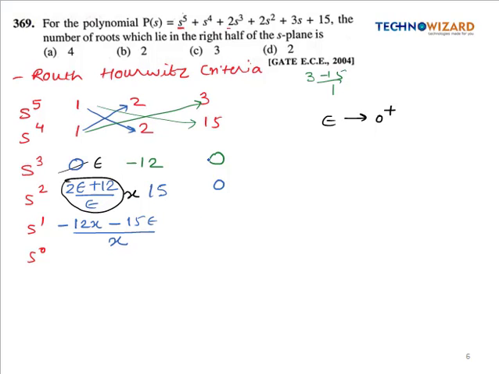Now this will be 0 minus 0, this is also 0. Now this term minus 15 into 15 minus 0 by this, so this will be equal to 15 and all other entries are 0. Now see the sign of the first column only. Okay, so now s5, I'm writing here.